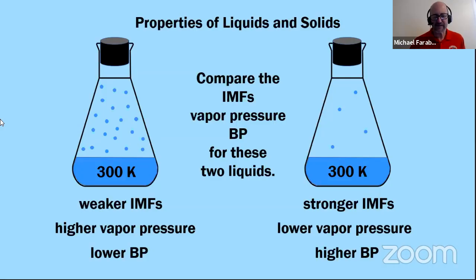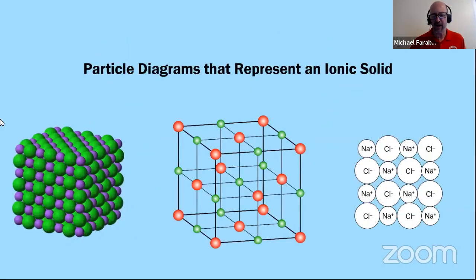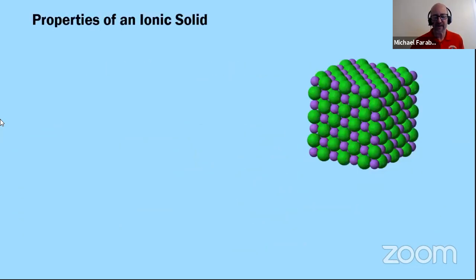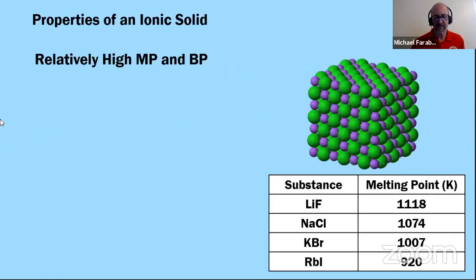I'm going to do a brief summary of particle diagrams and talk about bonding. We have 4 types of bonds I want to talk about with respect to the properties of solids. You've already seen this diagram before in an earlier lesson. So, properties of an ionic solid: relatively high melting point because of the strong attractive forces.